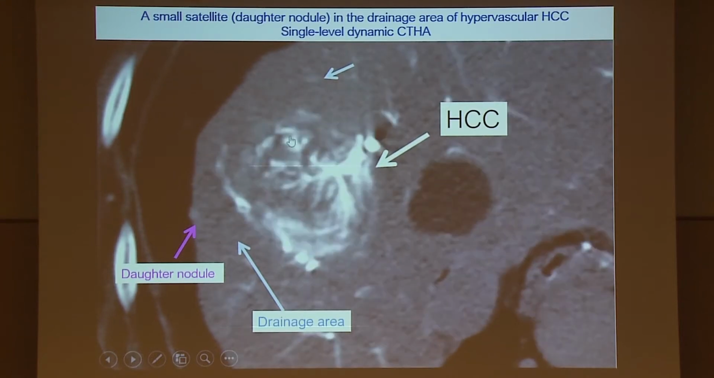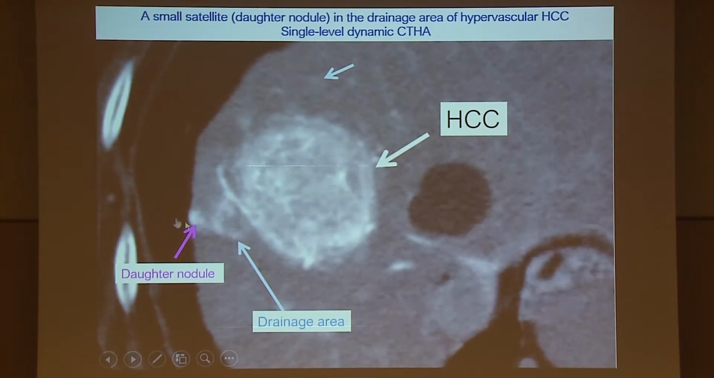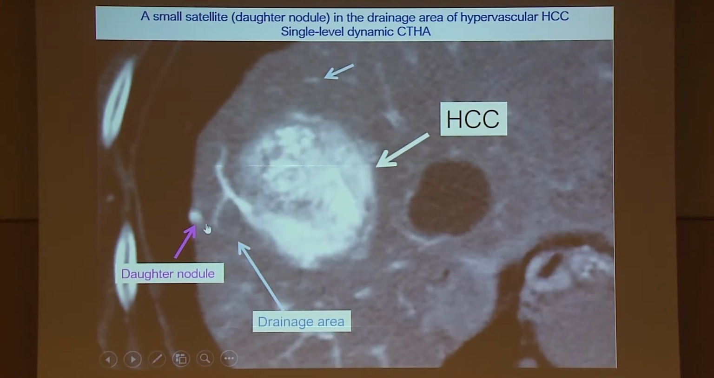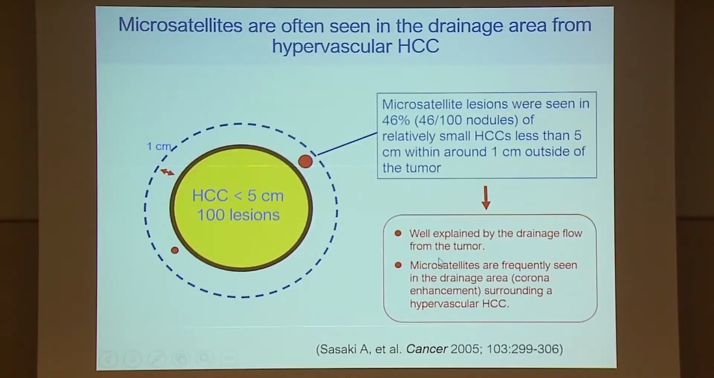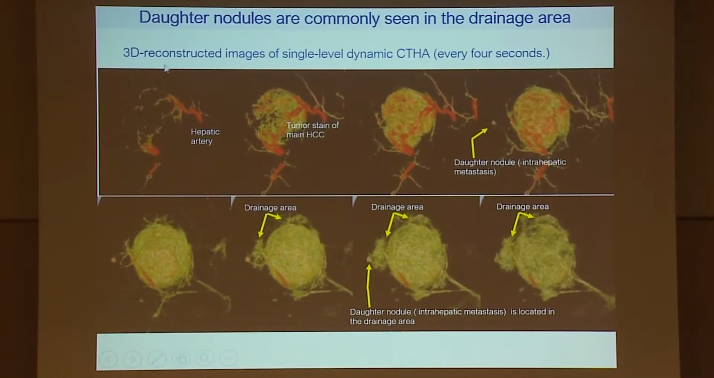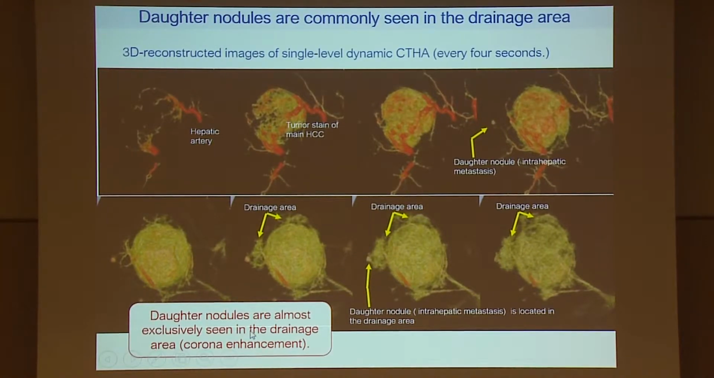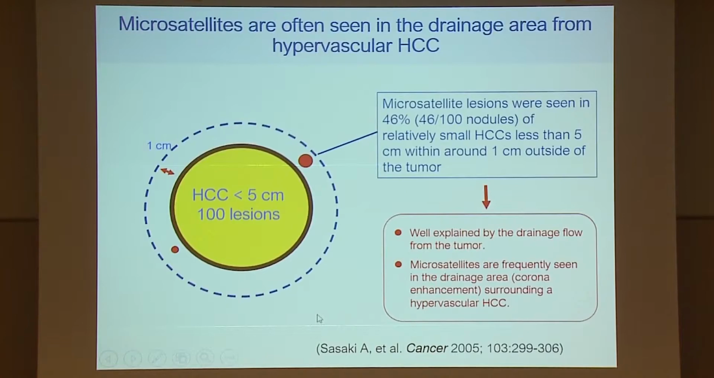I'll show you one case. This is a case of relatively large HCC with daughter nodule. You can see the daughter nodule is in the drainage area. This is a 3D reconstructed image of this single-level dynamic CTHA tumor, and this green area is the drainage area. And you can see the daughter nodule is in the drainage area. So according to my experience, daughter nodules are almost exclusively seen in the drainage area, in the area of corona enhancement.